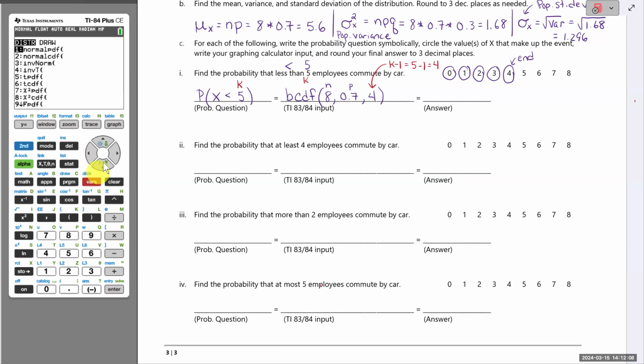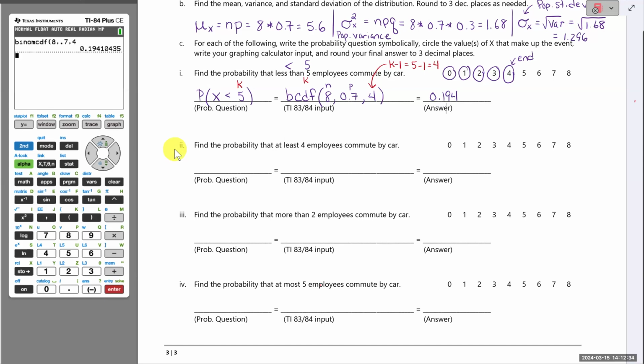So go to your distributions, and we want to make sure we pick binomial CDF, and then 8, 0.7, 4. All right, and that is 0.194. I'll just leave that in decimal. All right, let's look at the next case.